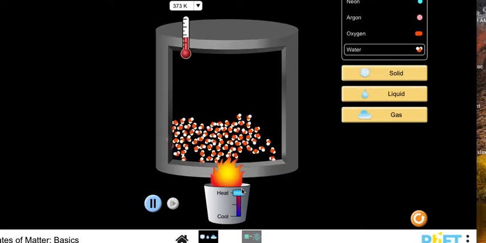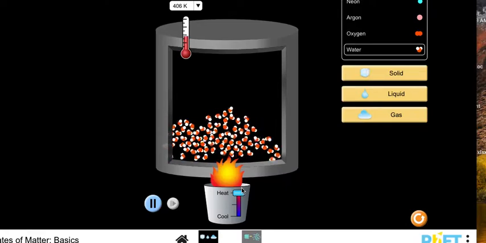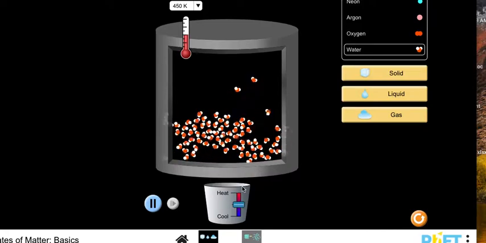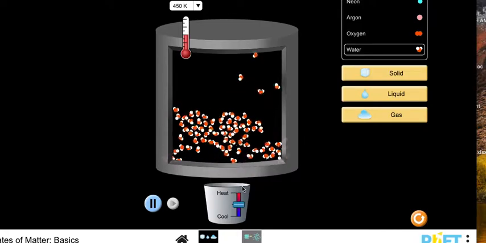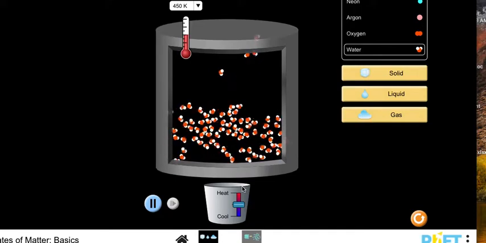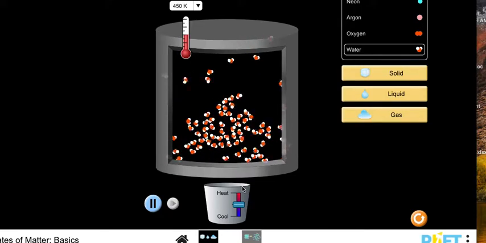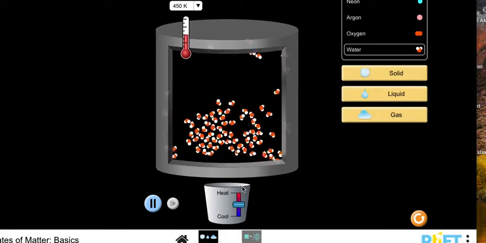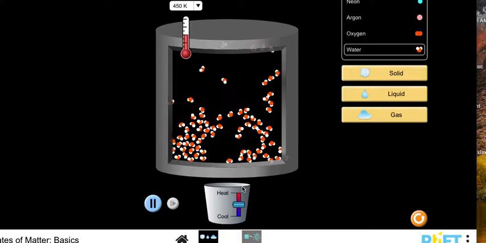And as we continue to heat and the temperature is rising, you can see that the molecules separate from each other and turn into the gas phase. So the primary thing that I want you to know from this little animation is that as you increase the temperature, the molecules begin to move faster.